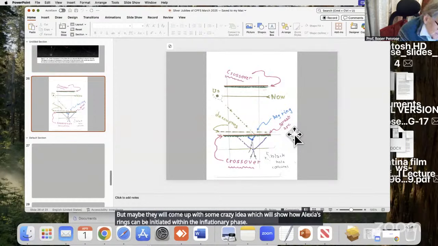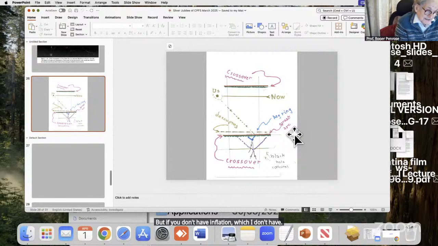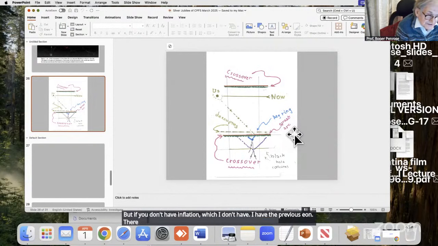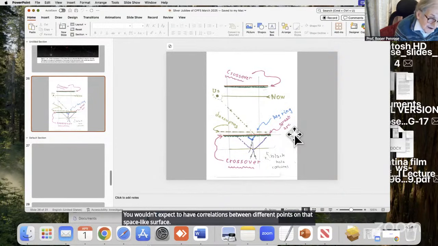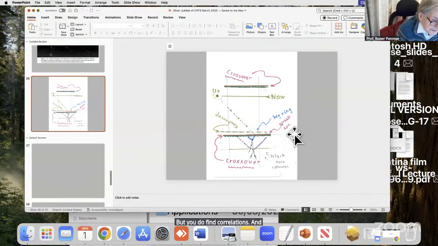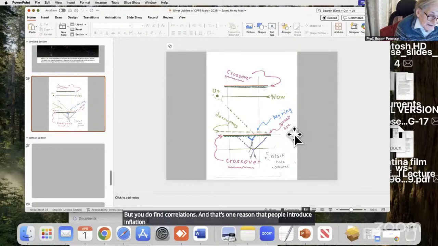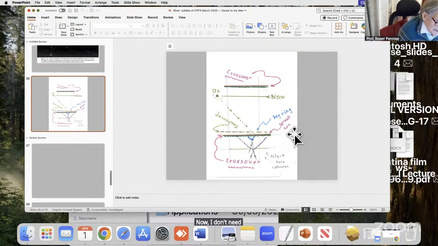But if you don't have inflation, which I don't have, I have the previous eon. There are things which inflation was introduced to try and explain. I believe they are all explained by having, you see, one thing is the Big Bang is a space-like surface. So if it was just an event which came into being all at once, you wouldn't expect to have correlations between different points on that space-like surface. But you do find correlations. And that's one reason that people introduce inflation, as I understand it. Now, I don't need that because the correlations will come about because of the existence of the previous eon.